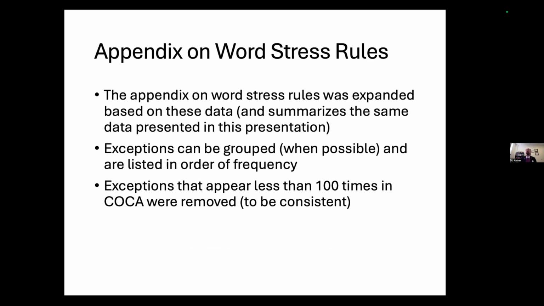What also really helped was being able to look at exceptions and have them all together. When it was possible, I could group different exceptions. I could also list exceptions based on their frequency, so those that appeared earlier in the list showed up more frequently in the COCA data. Exceptions that appear less than 100 times in COCA were removed. So I had a list of some exceptions, and I removed a lot of those words, even though they were exceptions, because they didn't show up as much. I wanted some consistency there.